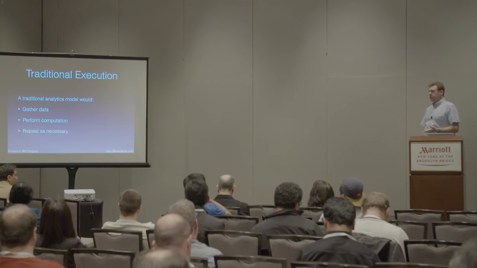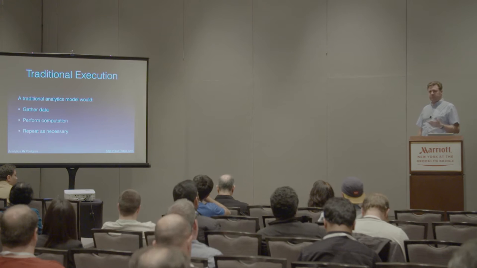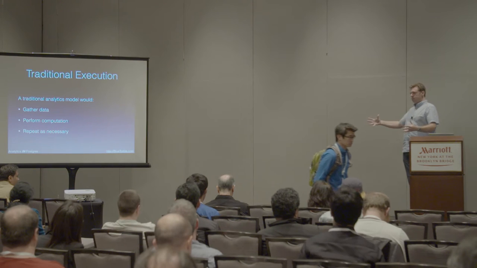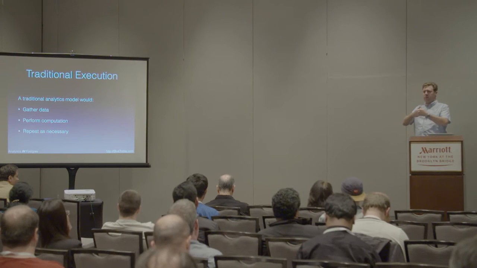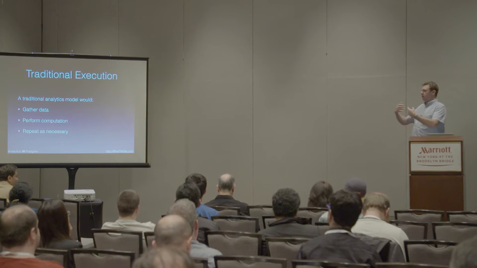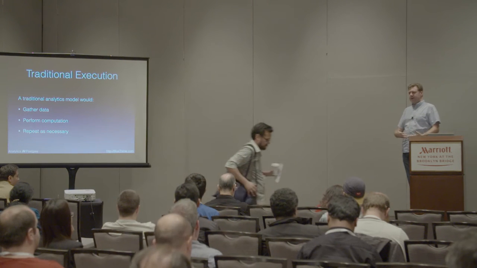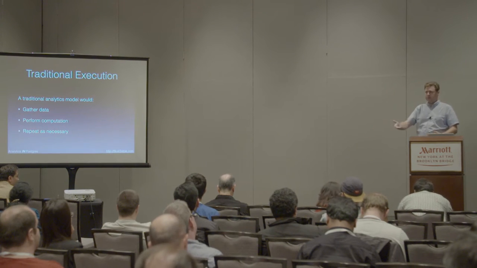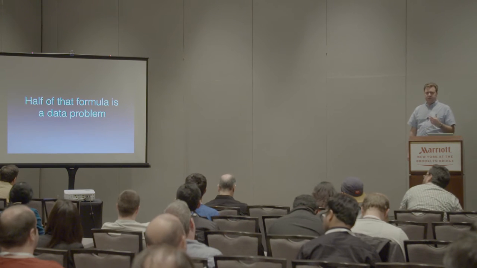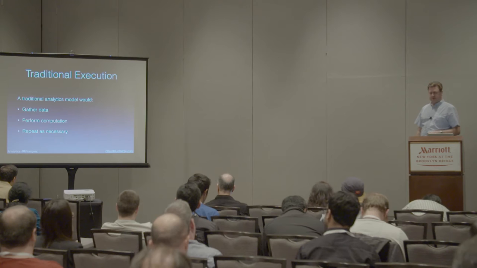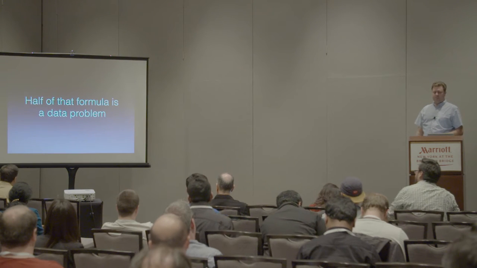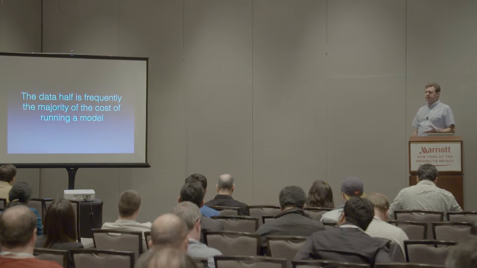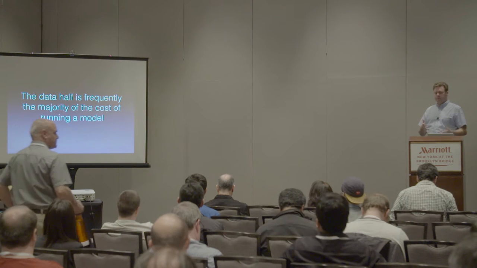And the execution model for predictive analytics for the models themselves is basically the cycle of, okay, pull some data together from the database or whatever data sources you're using, perform some computation with that data, and then make a decision, and then possibly repeat the process as you step through a decision tree. If you notice, half of this formula that I just described is gathering data. That's a data problem. And frequently, the data half is the majority of the cost that you incur when you're running your models in production.